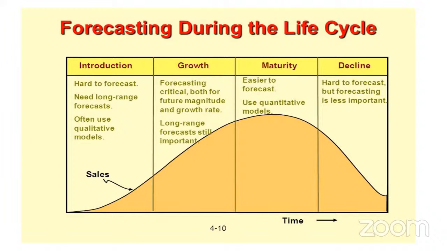It is hard to forecast, but forecasting is less important, because if you are in the manufacturing sector, you are on the verge of the decline stage. So on the verge of the decline stage, there is no need. You have already captured the market. You already took away the major cream from the market, right? Therefore, there is no need for forecasting in this particular decline stage of the product life cycle.